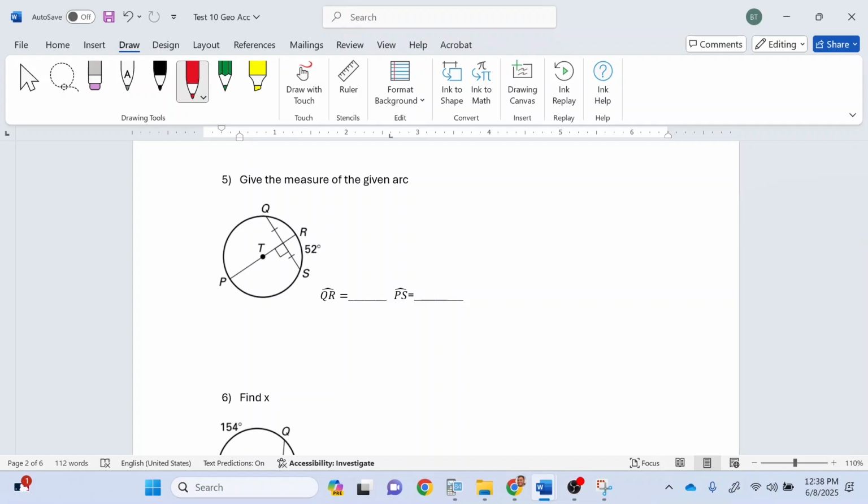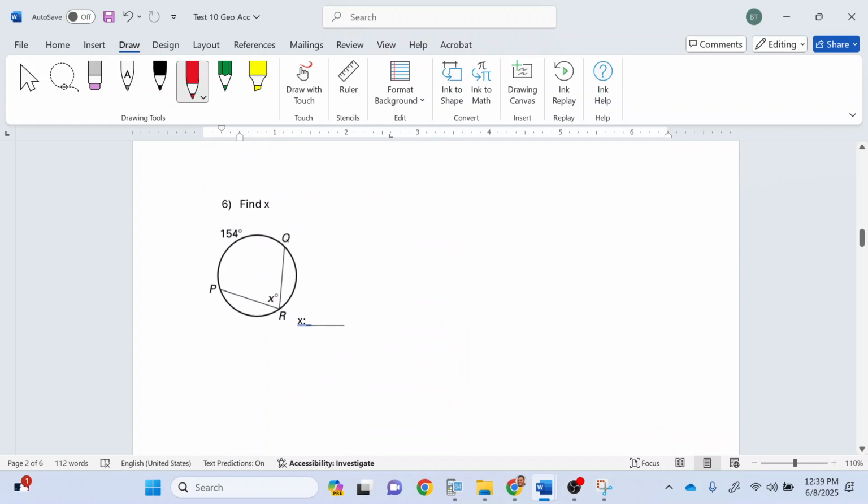Next one. Because these lines are equal, I could tell these parts are equal. So if this is 52, this is also 52. Because this is a diameter, I could tell that this part is 180. So 180 minus 52, that should be 128. So I know this is 128. And I could probably also conclude this is 128, but I didn't ask for that, so why even mention it?